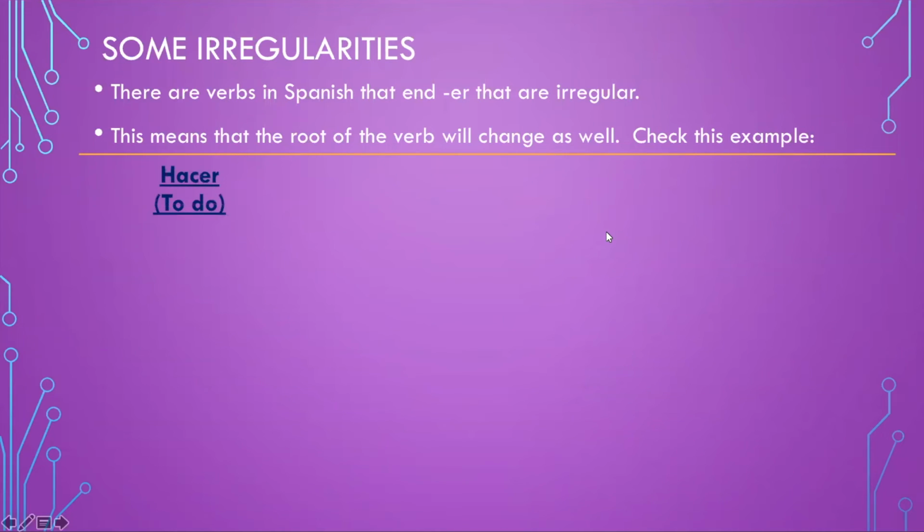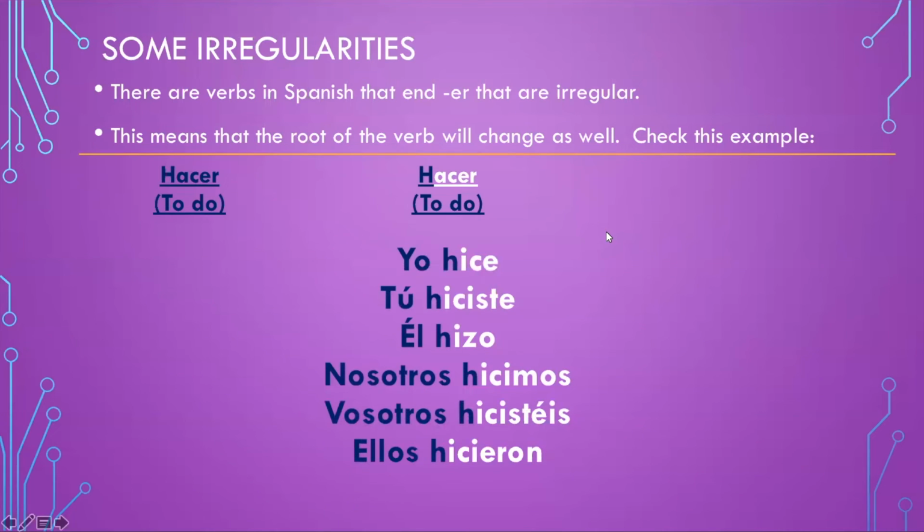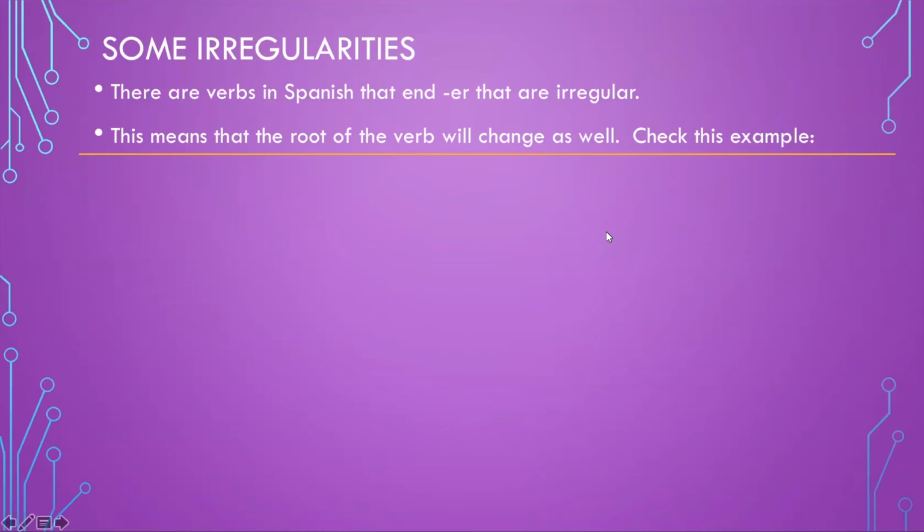Another one that is irregular is hacer, to do. Very important because we do use this verb a lot, particularly with the weather. And we will have a lesson on that very soon. So we have hacer. And look at this. Nearly the whole verb is going to change. And have a look at how it changes. Yo hice, tú hiciste, él hizo, nosotros hicimos, vosotros hicisteis, ellos hicieron. So keep an eye on this one because you will come across this one as well.